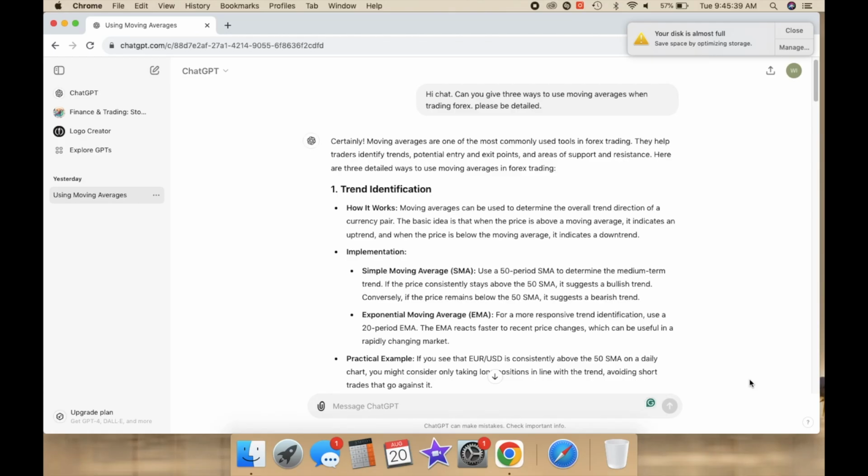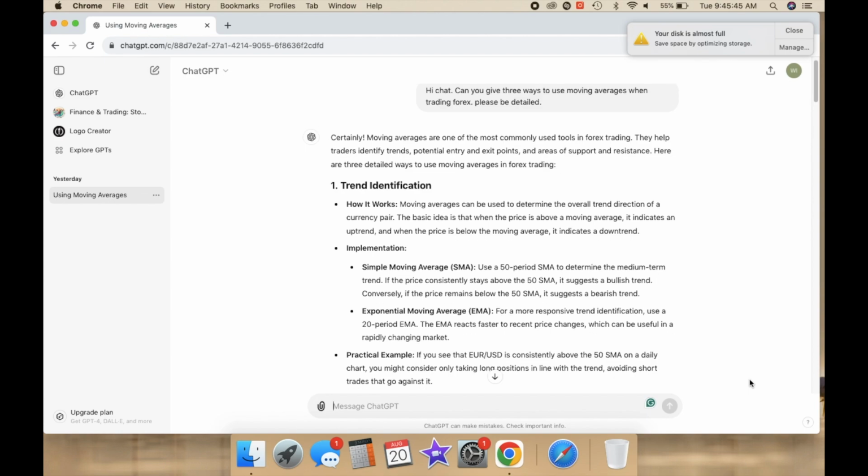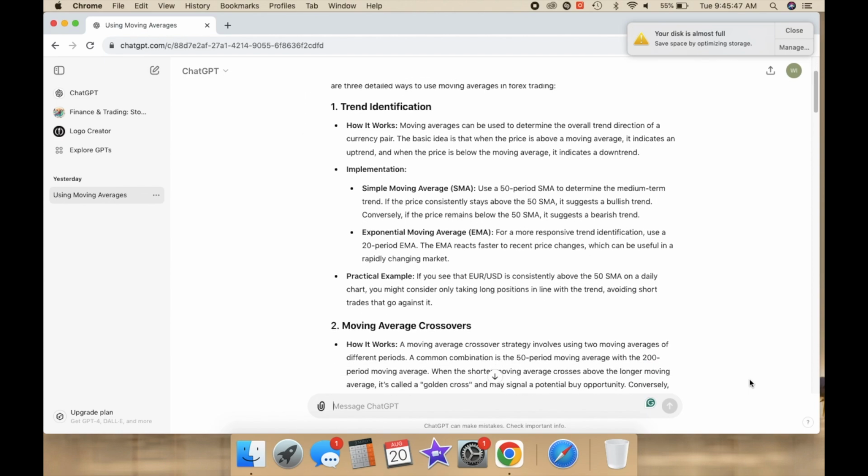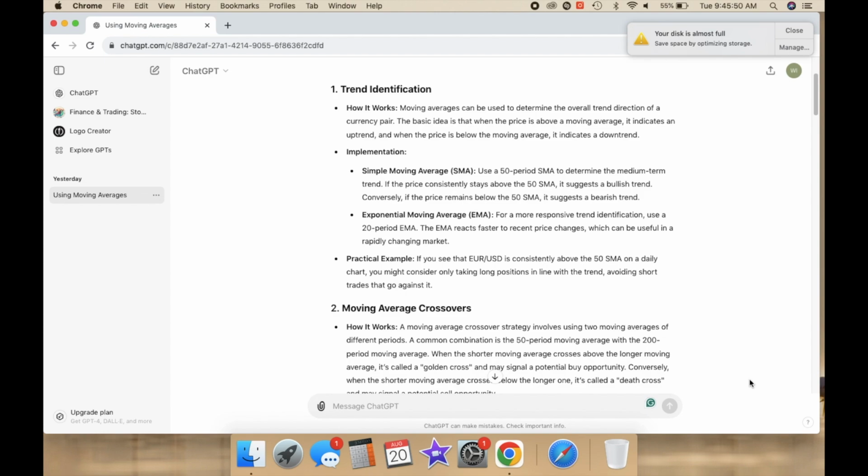I went ahead and typed in the question and we're going to dive right into the answers that it gave me. It says, "Hi Chat, can you give 3 ways to use moving averages when trading Forex? Please be detailed." As you can see, it gave me 3 different answers here, and I'm going to go over the first one. The first one is trend identification.